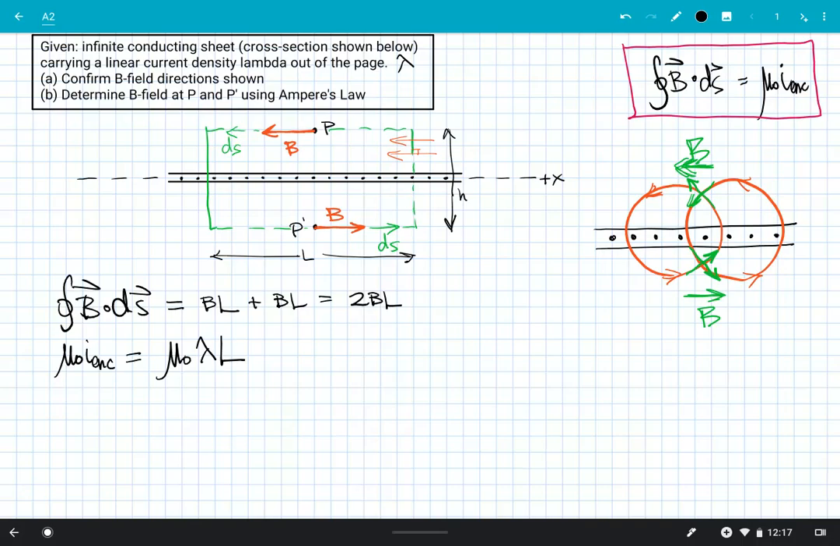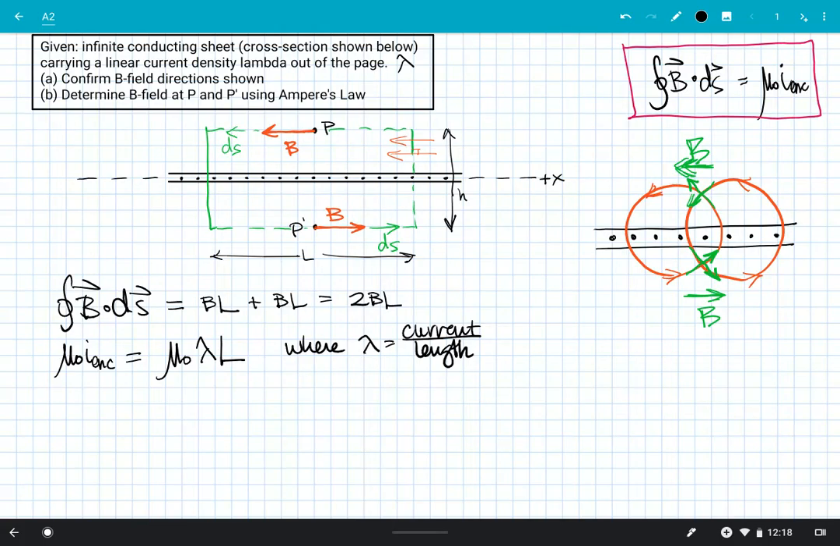So remember here that lambda is our linear current density. So that's current per unit length. Back with Gauss, we used it as charge per length. And now in this context, we're using it as current per length. So I've got both sides of Ampere's law. I can put those together now.